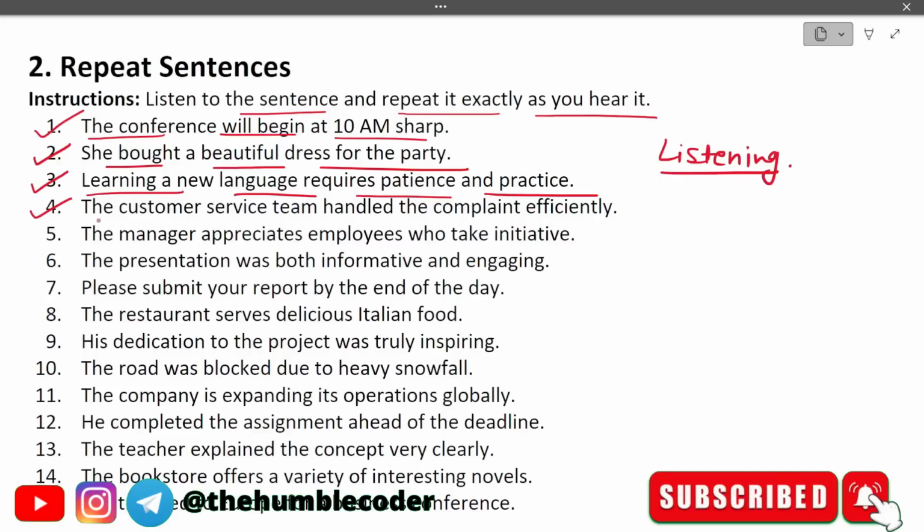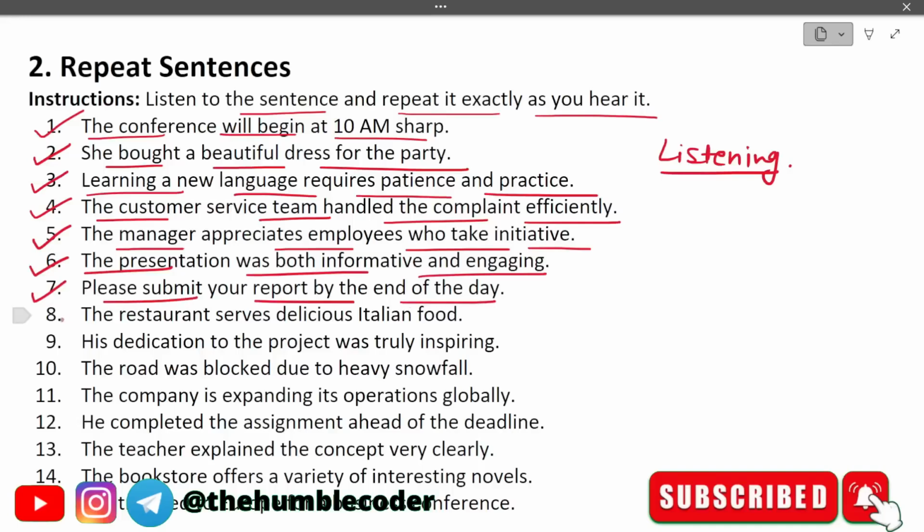Fourth sentence is, the customer service team handled the complaint efficiently. Next sentence. The manager appreciates employees who take initiative. Next sentence. The presentation was both informative and engaging. Moving on to the next sentence. Please submit your report by the end of the day. Moving on to the next sentence. The restaurant serves delicious Italian food. Moving on to the next sentence. His dedication to the project was truly inspiring.